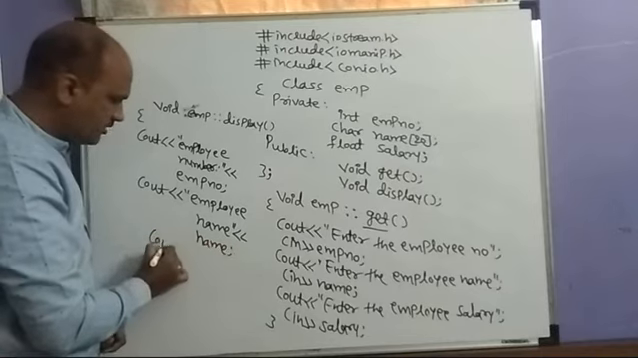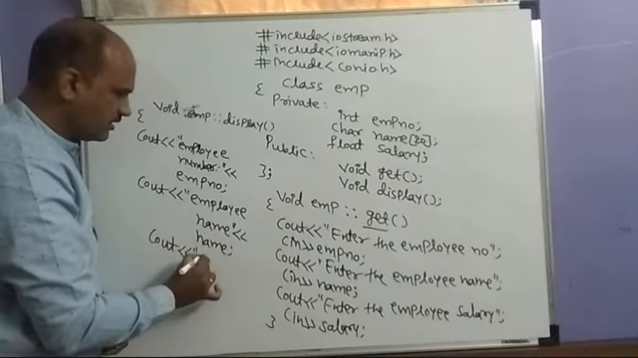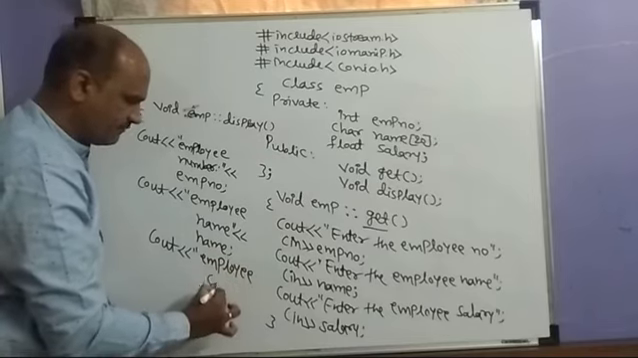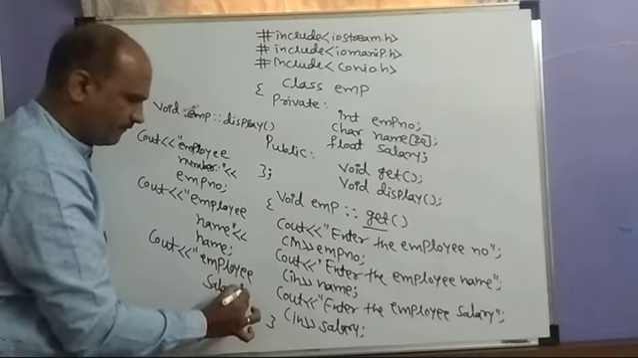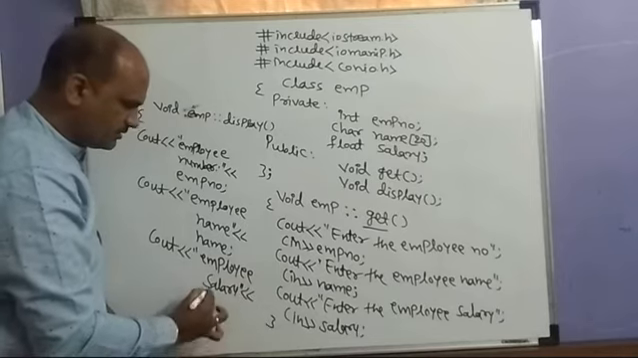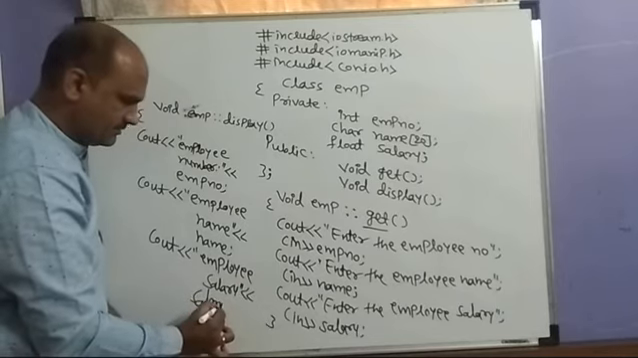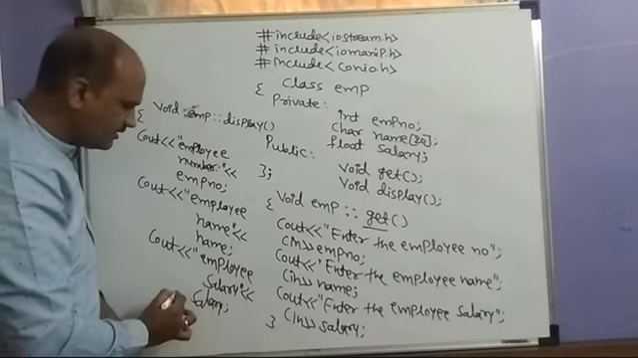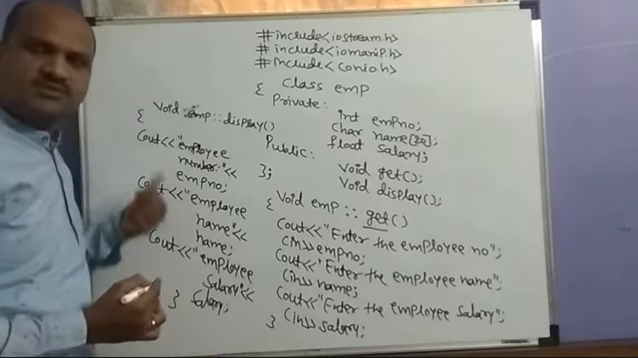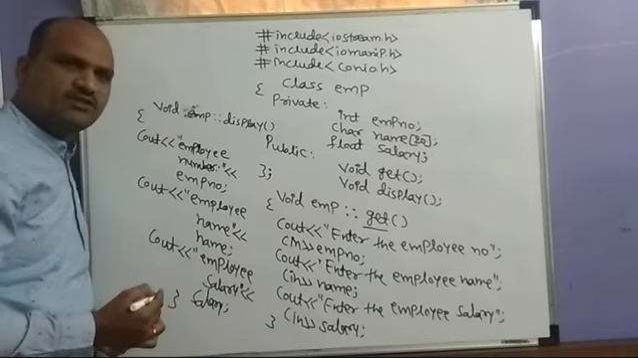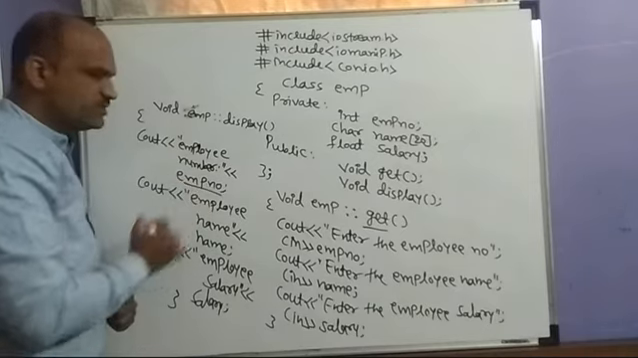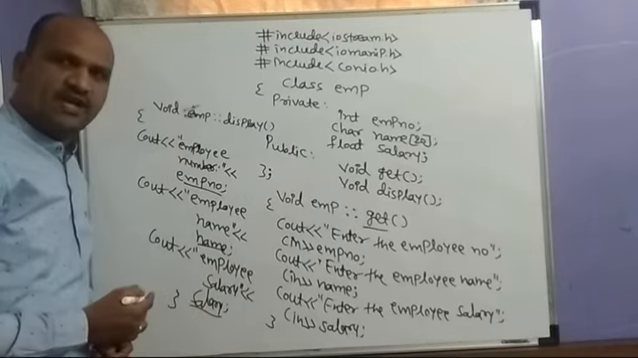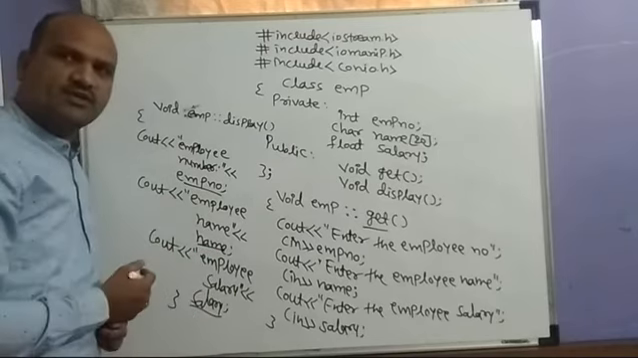Then the last one, cout employee salary. That will be with the variable salary. Give the semicolon, and here your second function ends. So in this display function, we just print the number, the name of the employee, and again the salary.